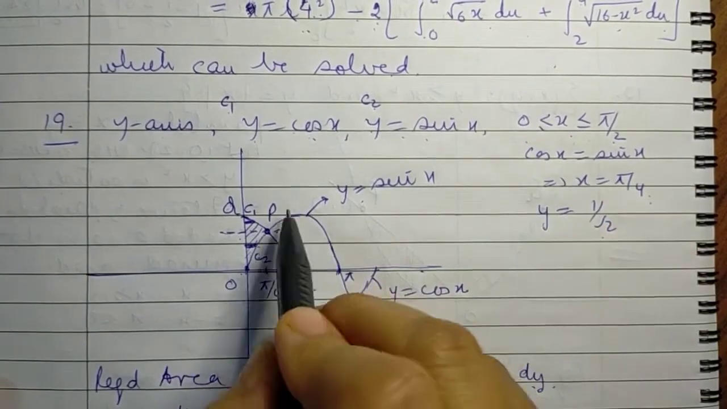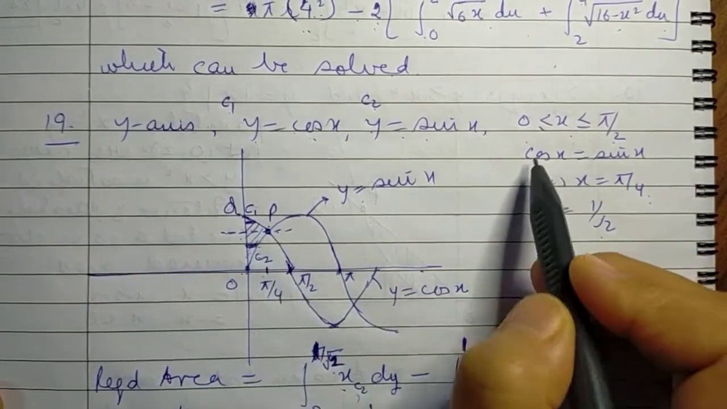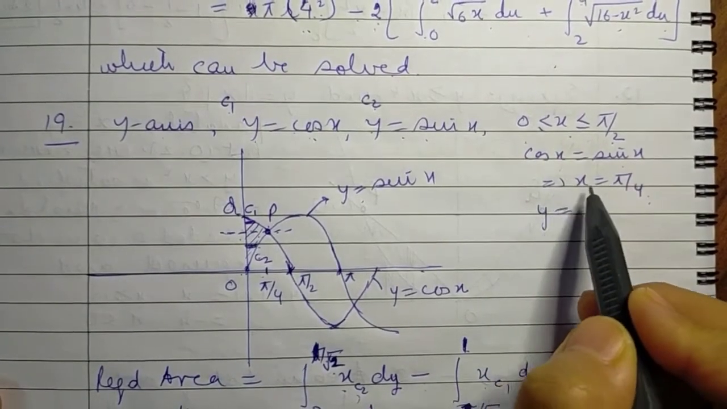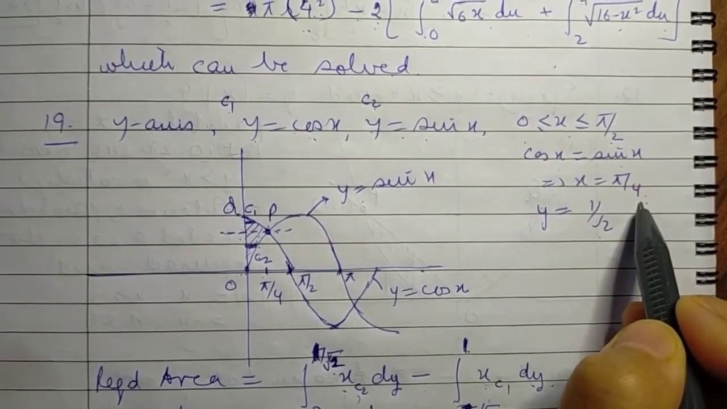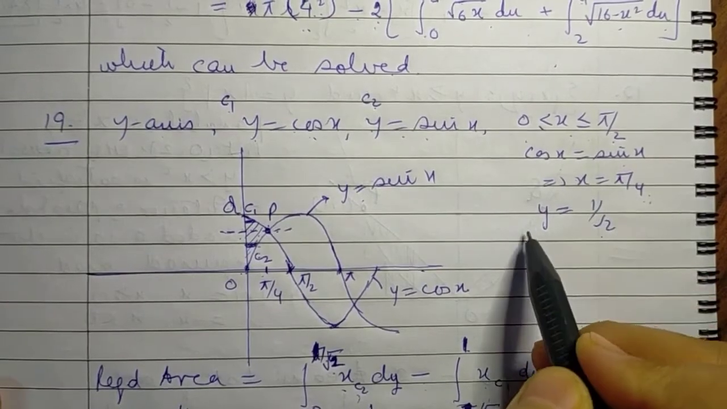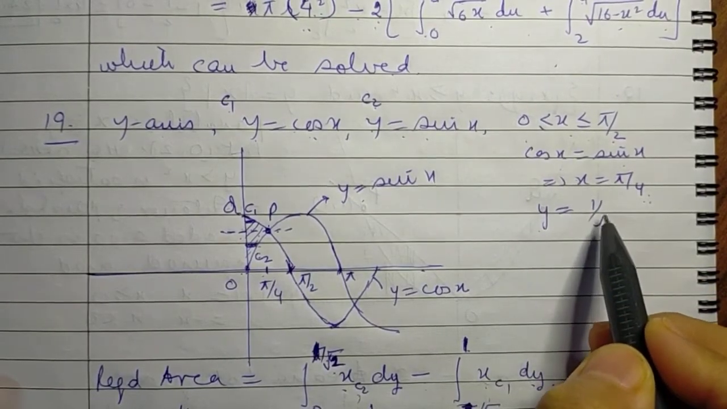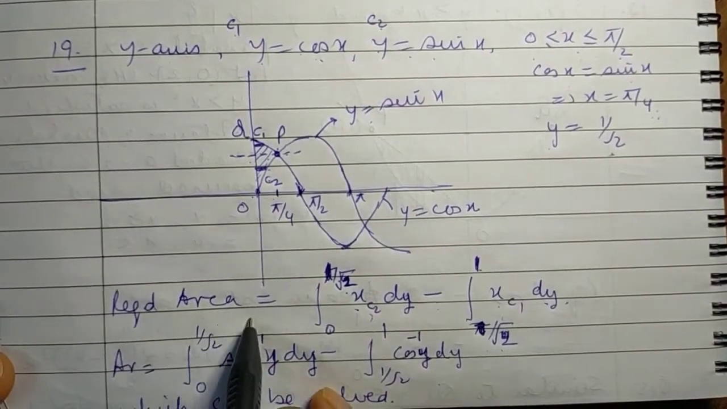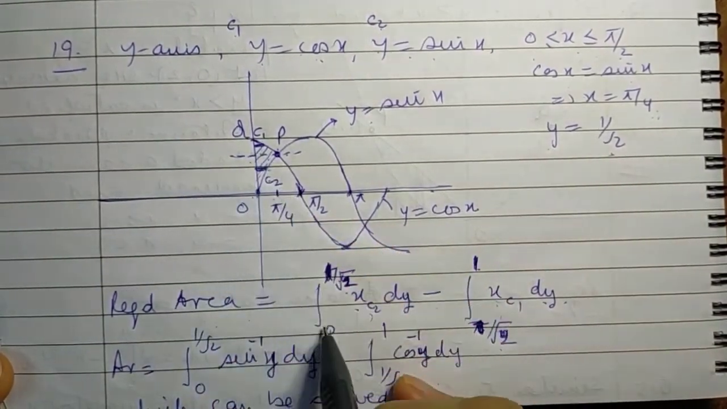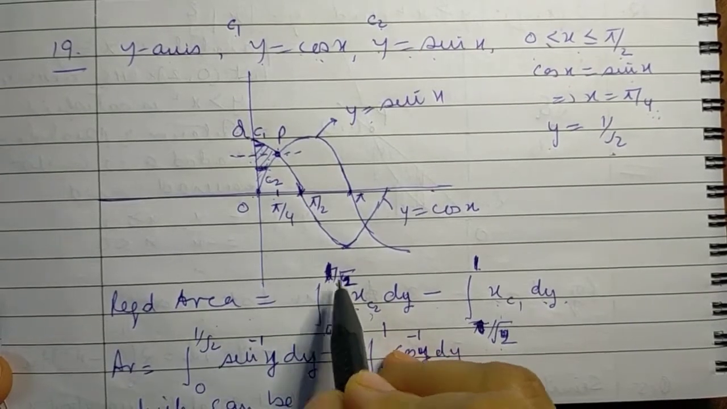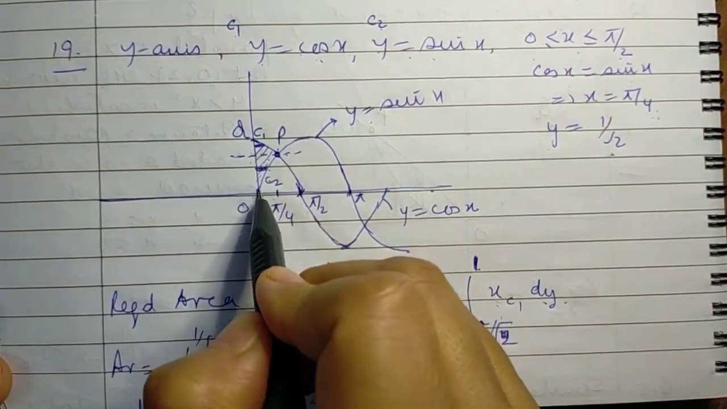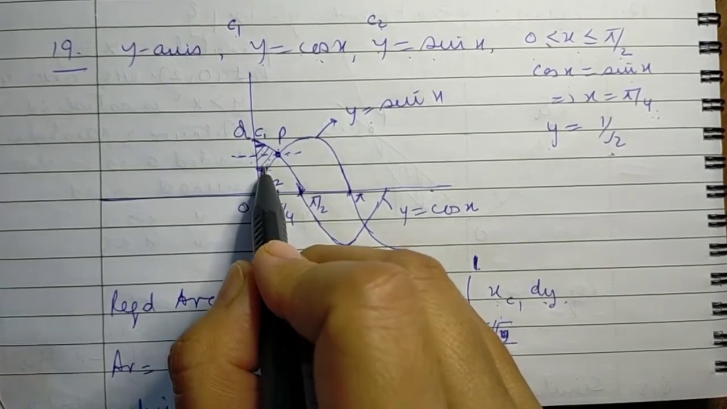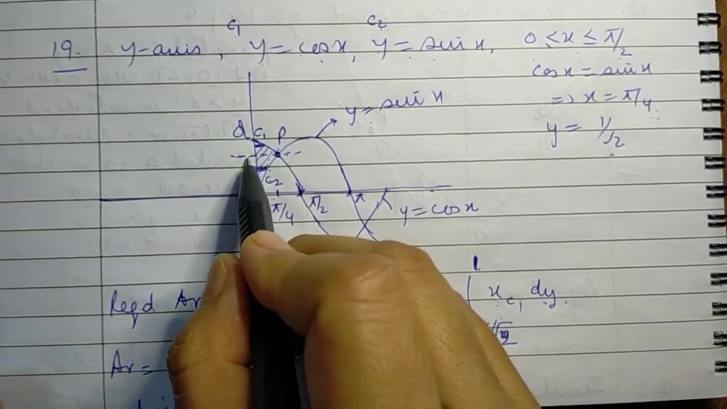Now first of all, we find the point of intersection P. So at the point of intersection, cos x equal to sin x, which gives us x equal to pi by 4. Corresponding to this, the value of y would be 1 upon root 2. So we find the required area as the sum of these two areas, that is from 0 to 1 by root 2. Now first of all, we are finding with respect to the y-axis. So it is actually the area is x dy from y1 to y2.